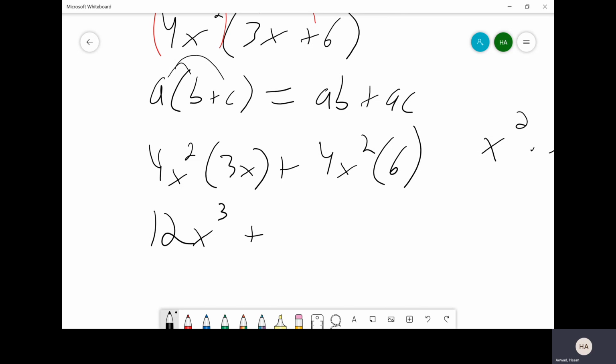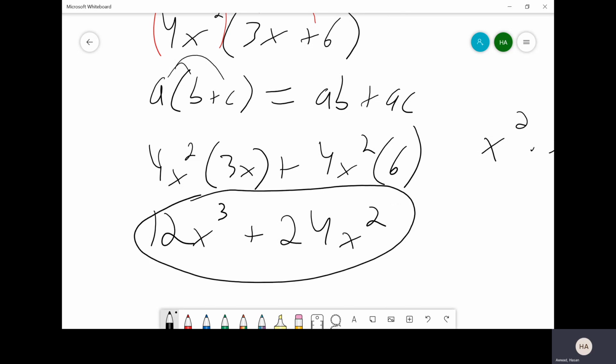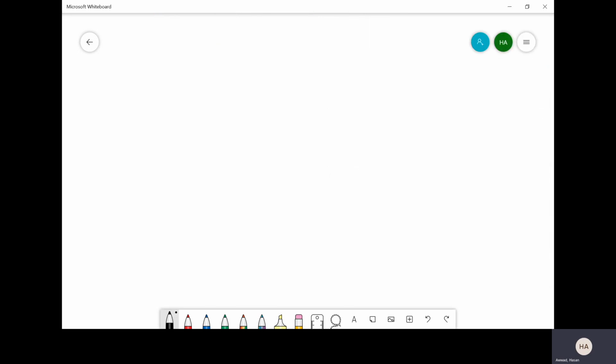Next, we have the 4x squared times 6, and because there's no x to multiply against, we just multiply the coefficients, right? So 4 times 6 gives me 24, and x squared just comes down along with it. Nothing happened to it, it just stays there, and that's our final answer. That's it: 12x cubed plus 24x squared. Okay, let me go ahead and clear that off. Let's go through one other example before I give you the classwork. Sorry about that.